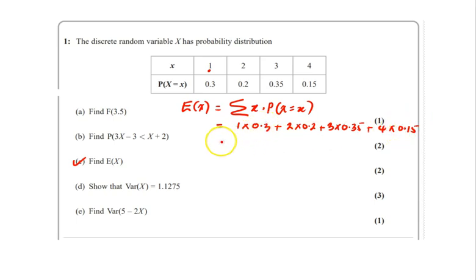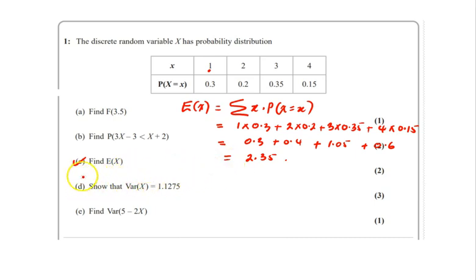You can pause the video, put it in the calculator, and get the answer. 1.05, and then you have 0.6. So your final answer here is 2.35. That is the expectation of x.